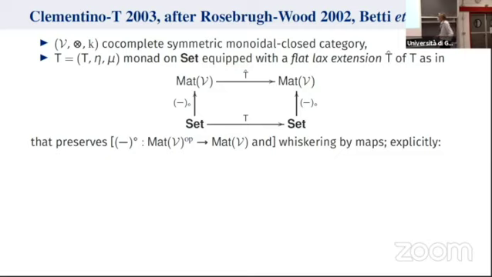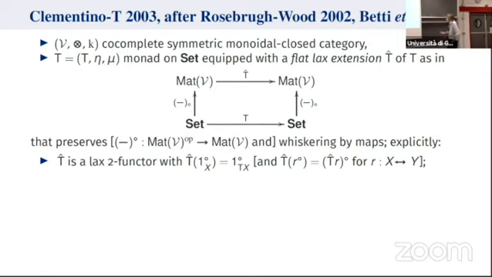And seeing this led Maria Manuel and myself originally to the following setting. We take a symmetric monoidal closed category, and we have a set monad, and we assume that there's a lax extension to this matrices of sets. Now the sets get replaced by objects in the monoidal closed category V, and Set gets embedded into Mat V. Mat V has the same objects as Set, and it has these matrices of morphisms, and it has two-cells. So this extension has to be a lax 2-functor, which coincides on objects and has these additional properties.